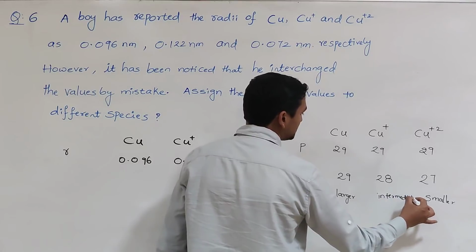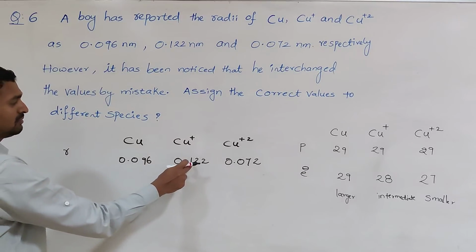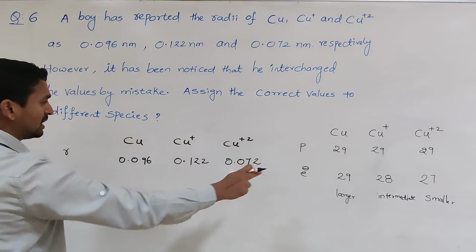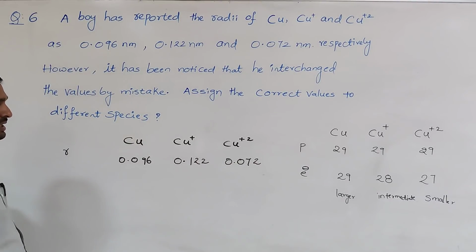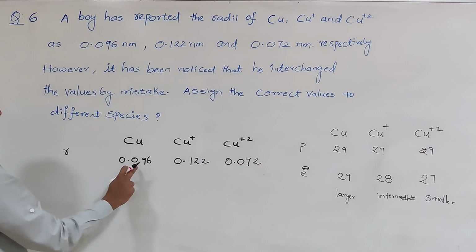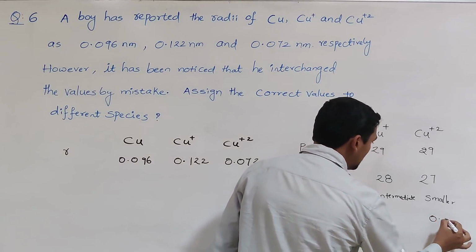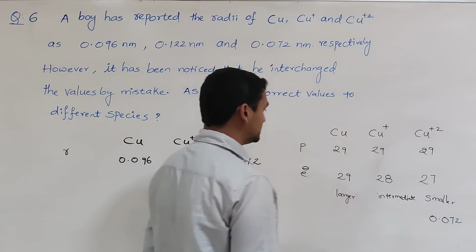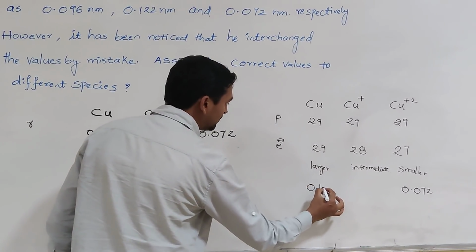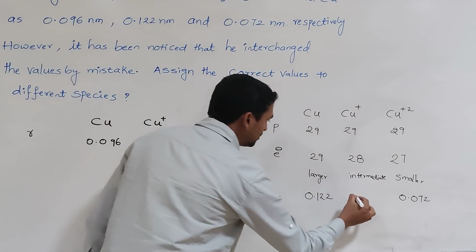Intermediate in size. Now, whatever values there are, 0.096, 0.122, 0.072, we have to arrange them. Among these three values, which is smallest? 0.072, or 0.122, or 0.096? That is 0.072. This is the smallest in size. Which is the largest? 0.122. This is the largest. So which is intermediate between these two? 0.096.